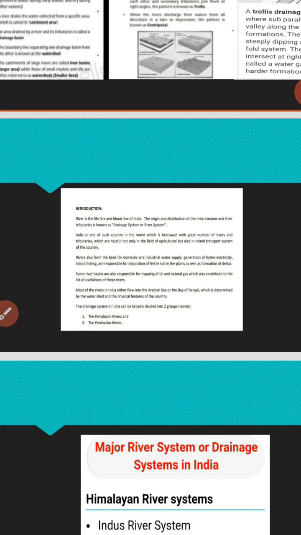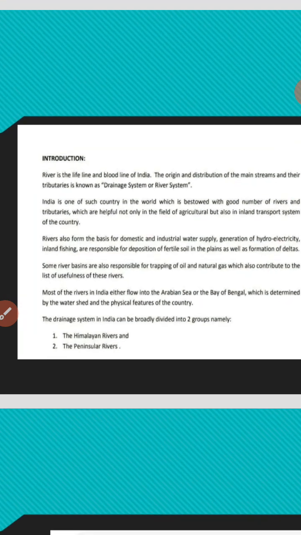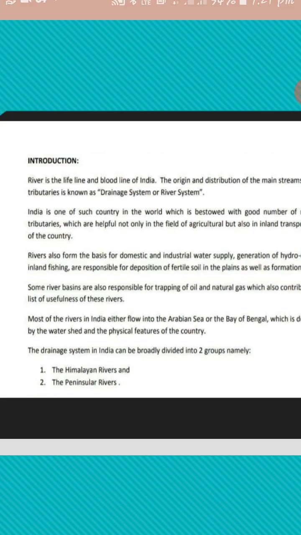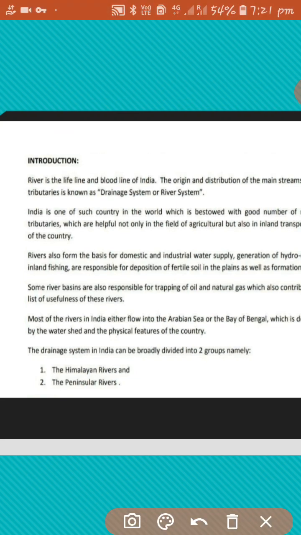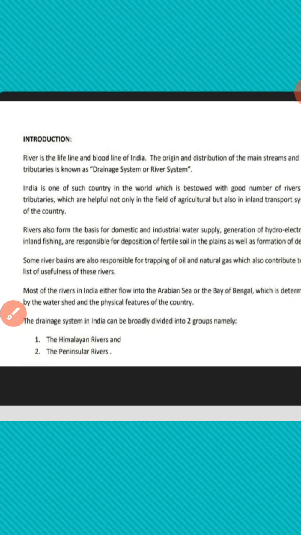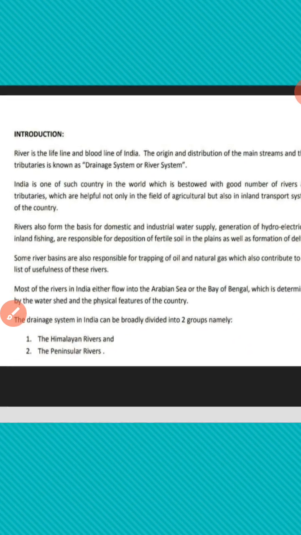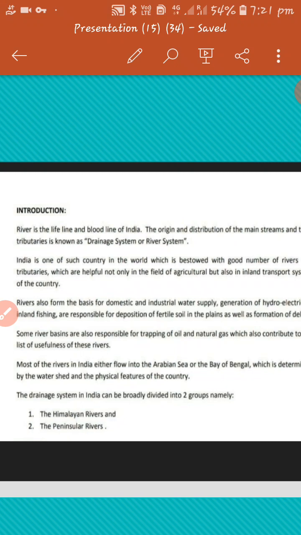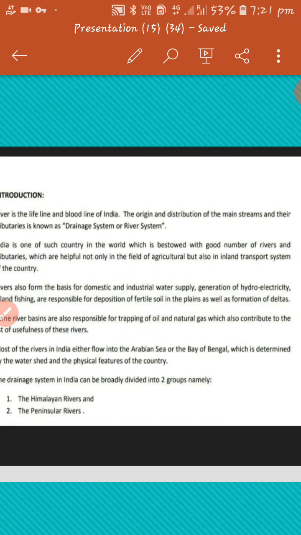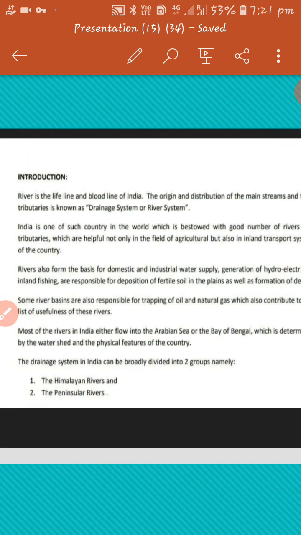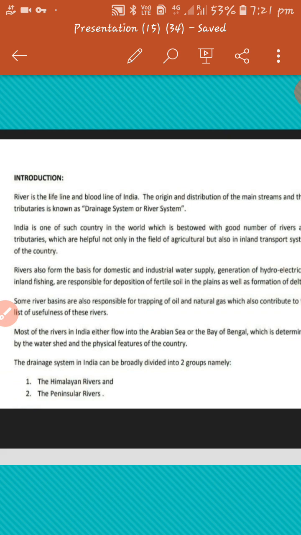Now we are going to discuss the river basin of the Indus. Rivers are the life and bloodline of India. The origin and distribution of main streams and their tributaries is known as the drainage system or river system.